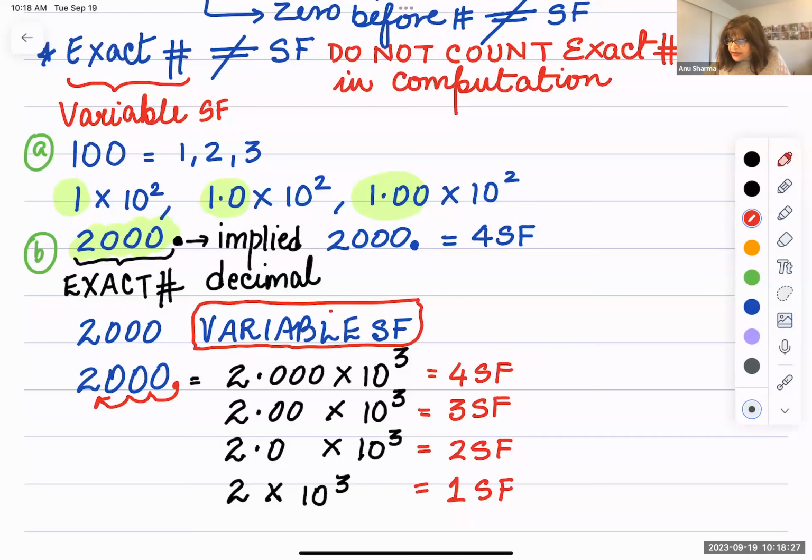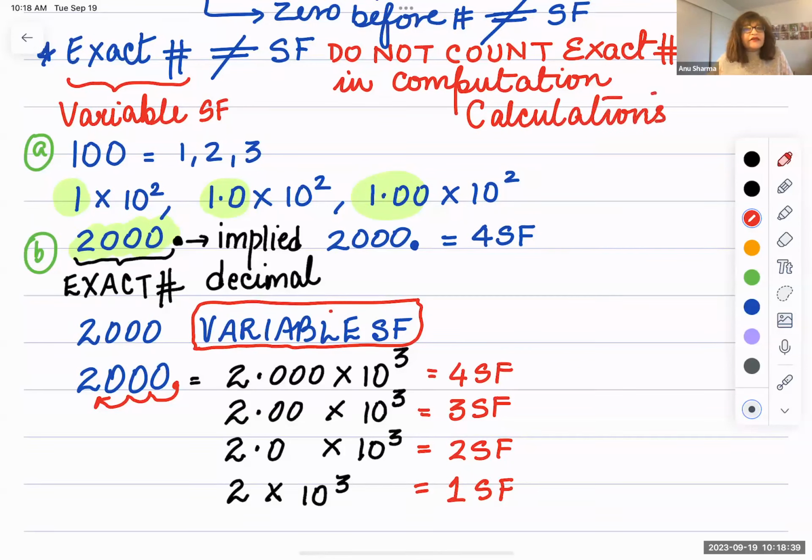Exact numbers are not counted while doing calculations. Okay, computation means calculation. Now, what kind of calculations? Have you guys understood now?